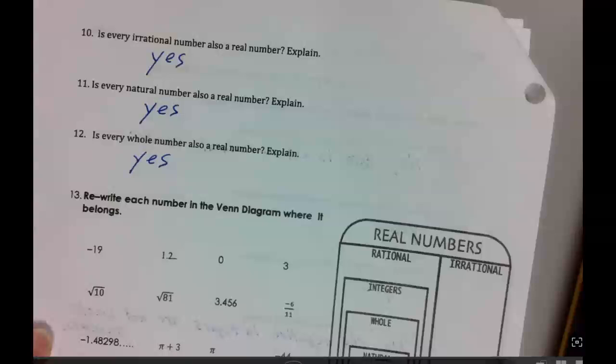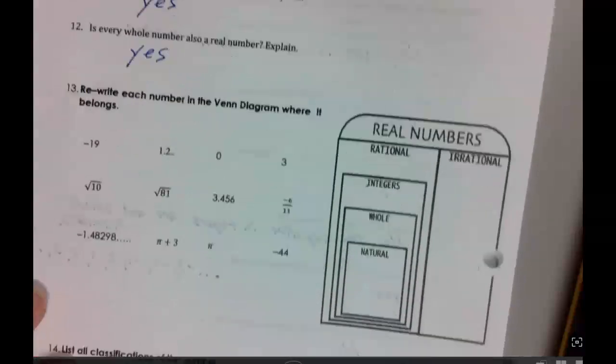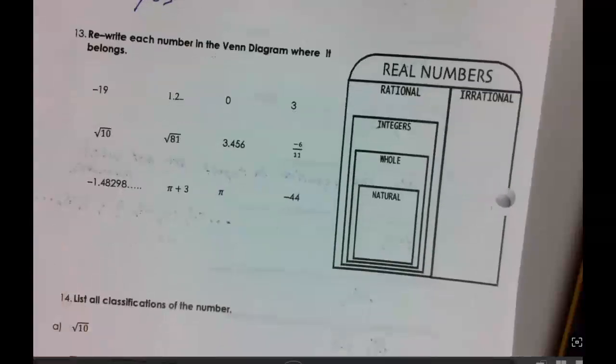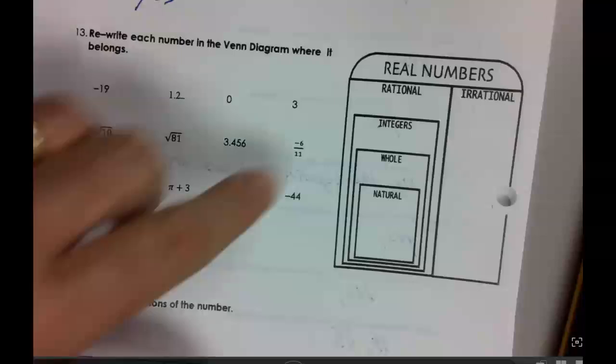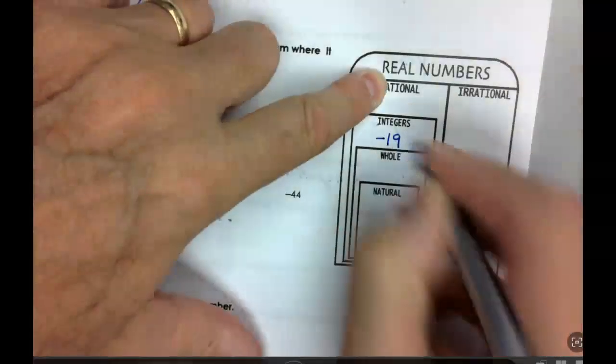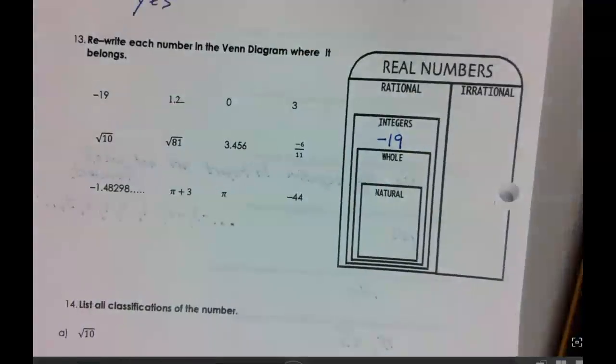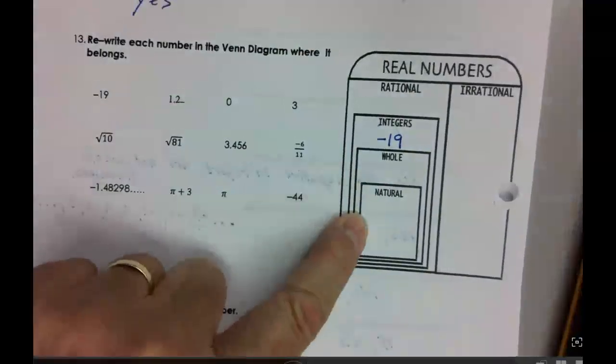Rewrite each number in the Venn diagram where it belongs. Always put it in the Venn diagram with the smallest set it's in. So negative 19, what would it be? It's an integer, isn't it? Correct. It's not a whole number, and it's not a natural number.